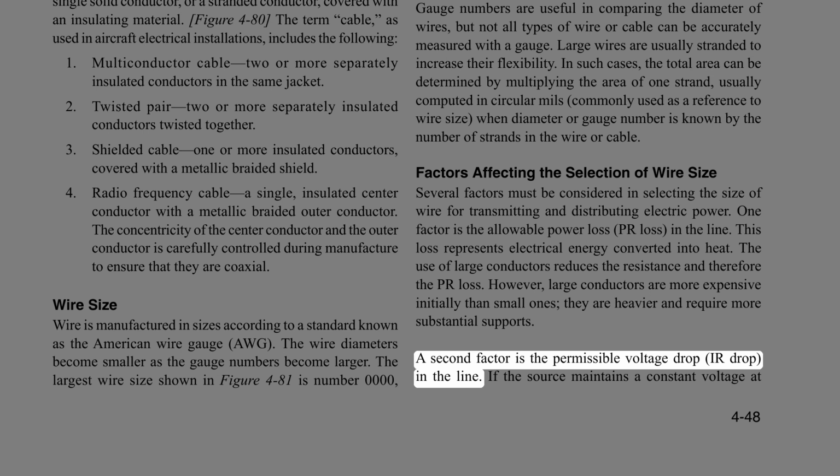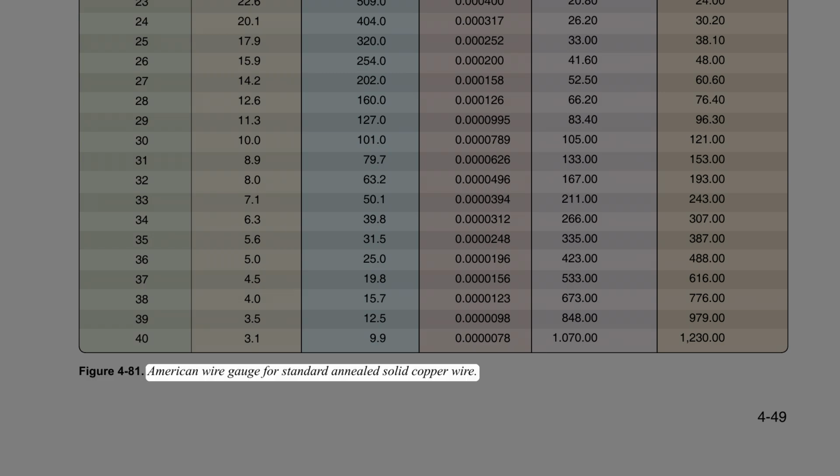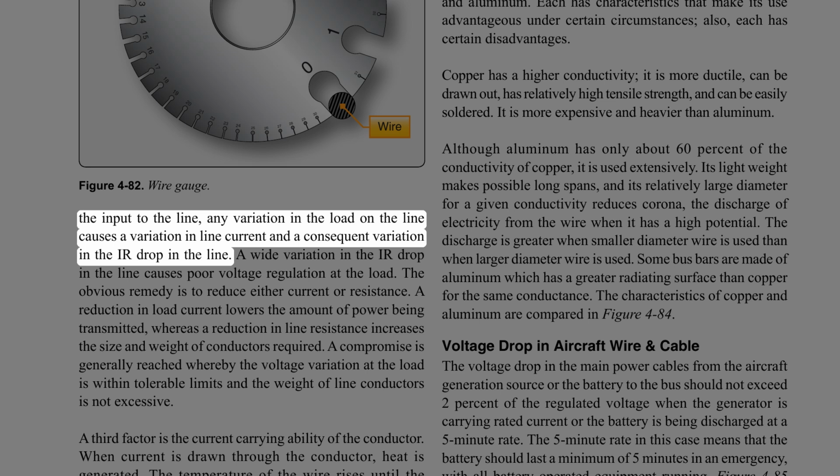A second factor is the permissible voltage drop, IR drop, in the line. If the source maintains a constant voltage at the input to the line, any variation in the load on the line causes a variation in line current and a consequent variation in the IR drop in the line. Figure 4-81, American wire gauge for standard annealed solid copper wire.